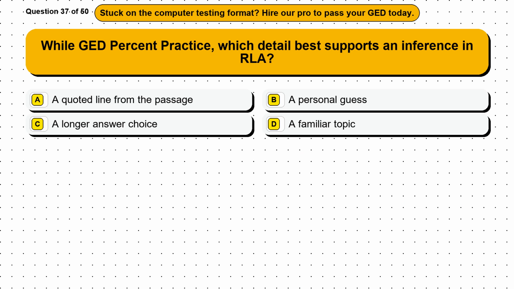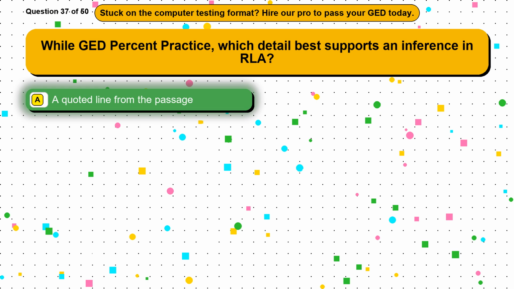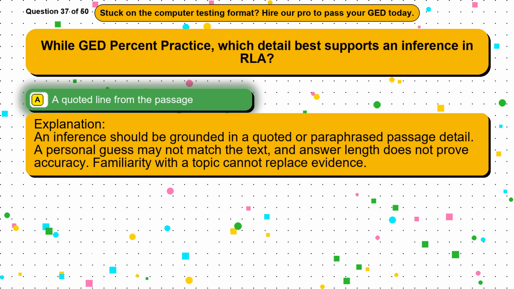Question 37. While GED Percent Practice, which detail best supports an inference in RLA? Option A, a quoted line from the passage. Option B, a personal guess. Option C, a longer answer choice. Option D, a familiar topic. The correct answer is option A, a quoted line from the passage. An inference should be grounded in a quoted or paraphrased passage detail. A personal guess may not match the text, and answer length does not prove accuracy. Familiarity with a topic cannot replace evidence.